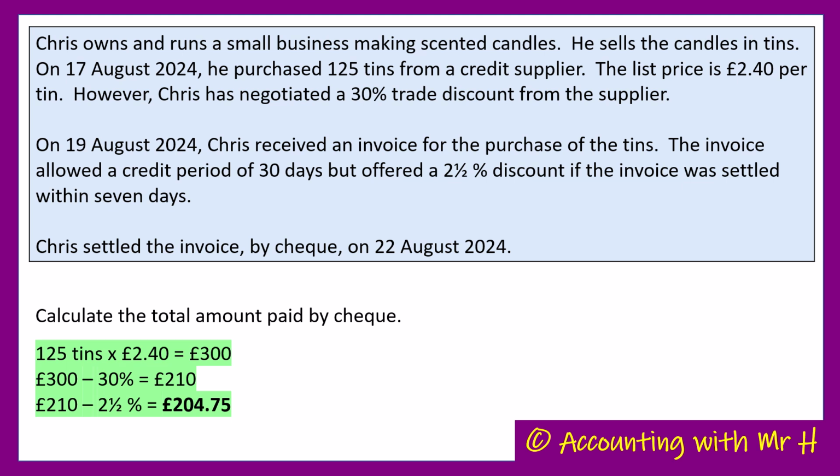Take the trade discount off first to find the total that would have been due on the invoice, and then take the cash discount away from that total if the customer, or the buyer as we are in this case, is paying quickly.